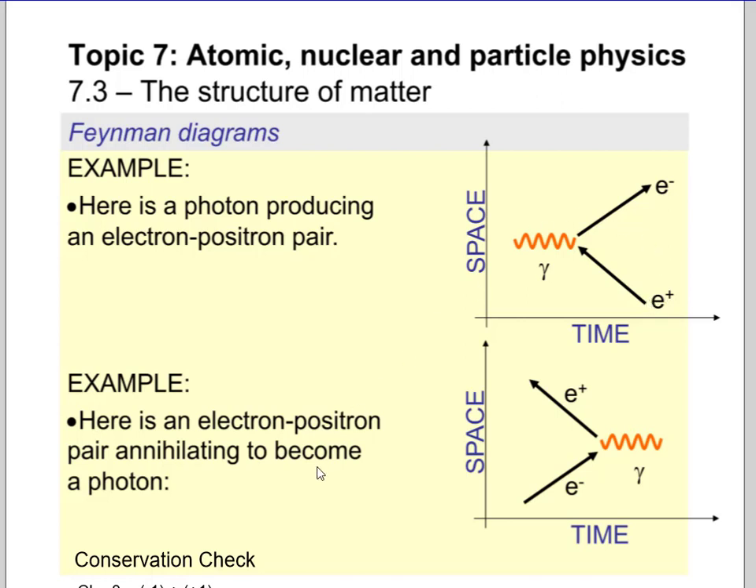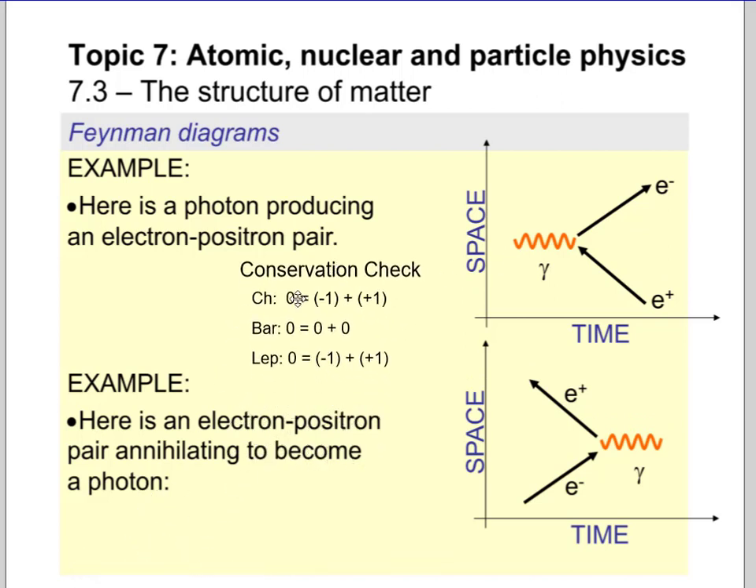And all of it follows some rules. So if we do a quick conservation check, let's look at the first one up here. The charge on a photon is zero. It's not negative or positive, it's just zero. So if we check charge, it has a zero. The charge on an electron is negative. Charge on a positron is positive. It passes our charge conservation.